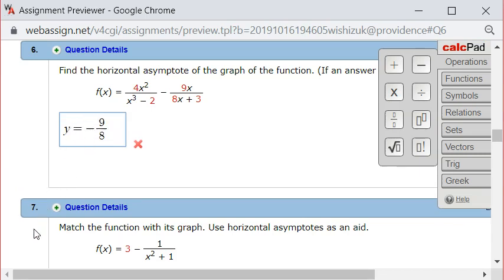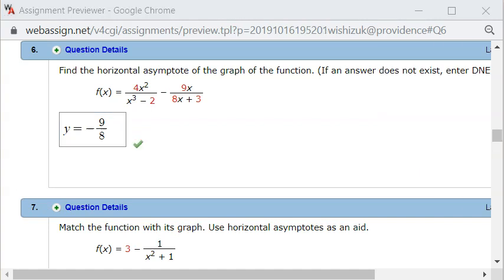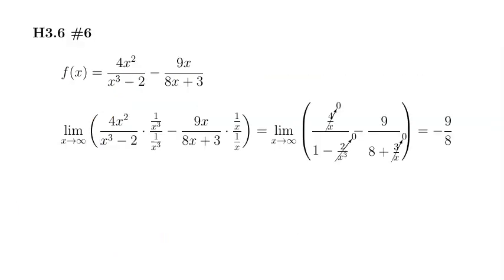Let's check the answer. I came back and it looks like we got the horizontal asymptote correctly. Again, if you wanted to do x goes to negative infinity, you see that all these terms still go to 0, even though x goes to negative infinity, and the remaining numbers, negative 9, 8, and 1, remain the same. So you get exactly the same limit.